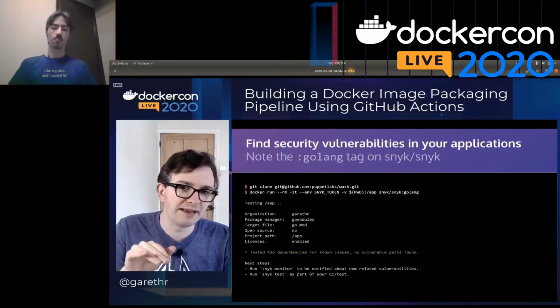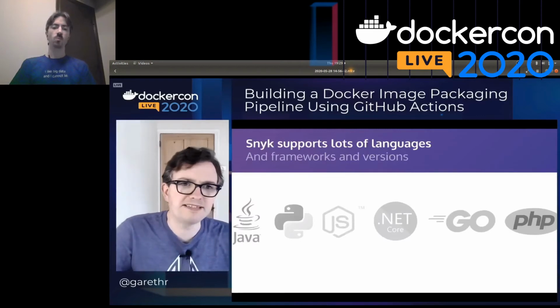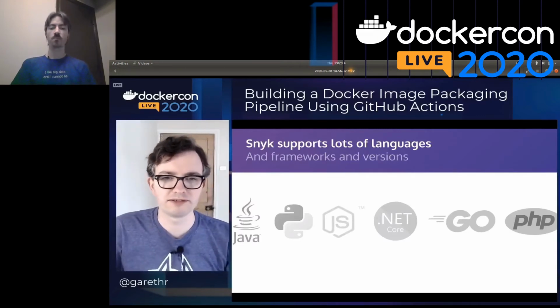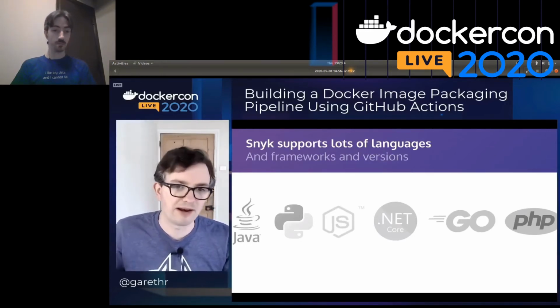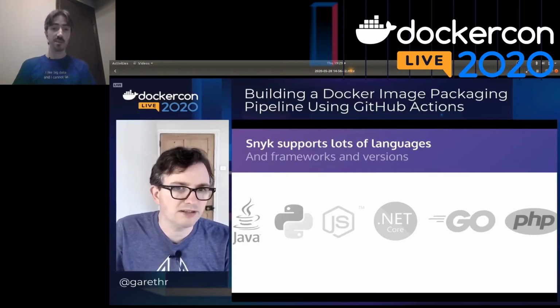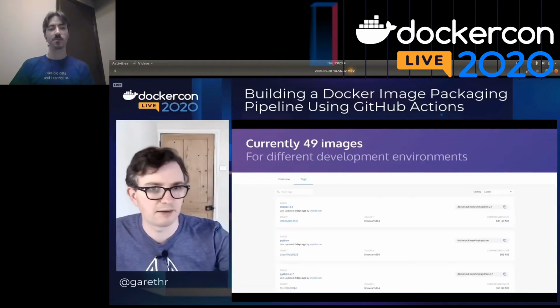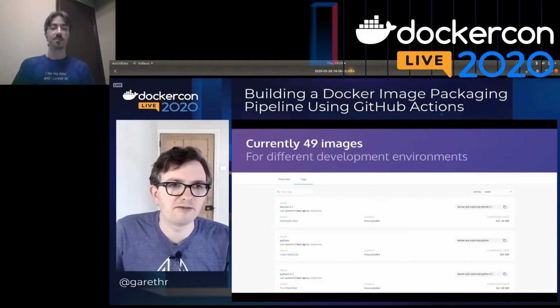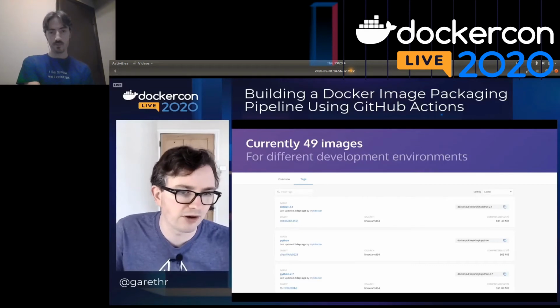The thing I'd like to call out here is the Golang tag. Obviously, this is a Go project. But Sneak supports lots of different languages and frameworks. So .NET, PHP, JavaScript, Python, Java, Maven, Gradle, a wide range of different developer tools. C++, please. All that can have an influence on ultimately the vulnerabilities that we discover. Versions of Python being a good example. So we currently have 49 different images for different development environments, all up on Docker Hub.